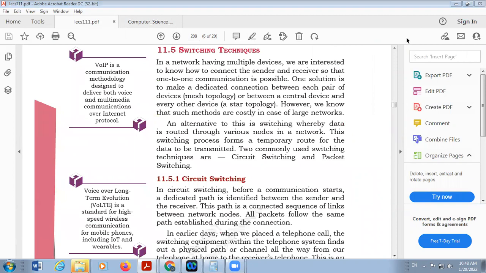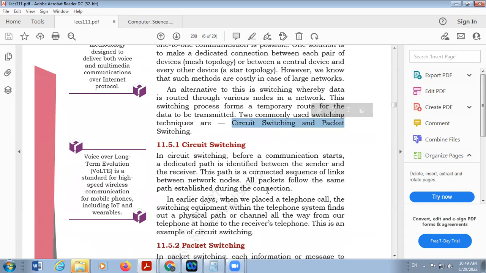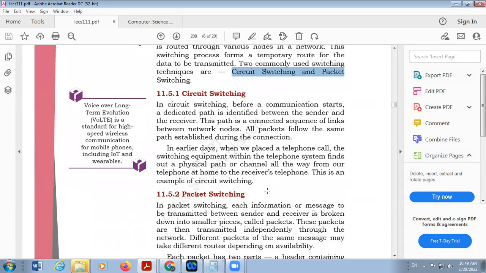Okay, so the switching techniques means the method for sending the data from one side to another side. When we connect two computers, we are transferring the data from one computer to another computer. There are two types of techniques. One is called circuit switching. Another is called packet switching.